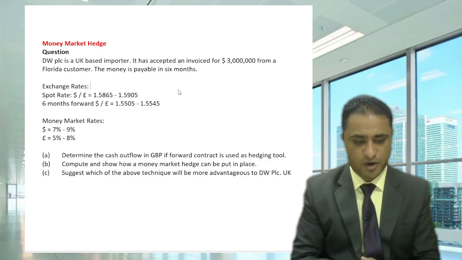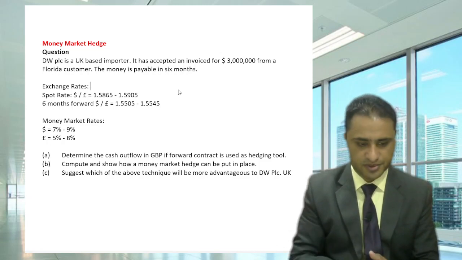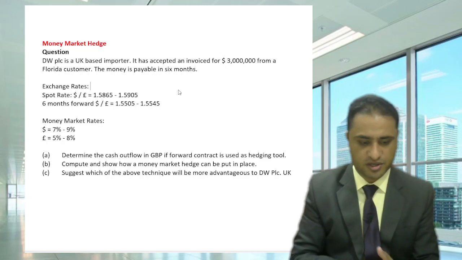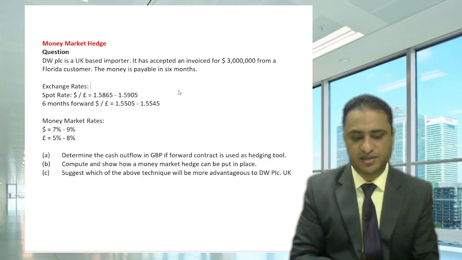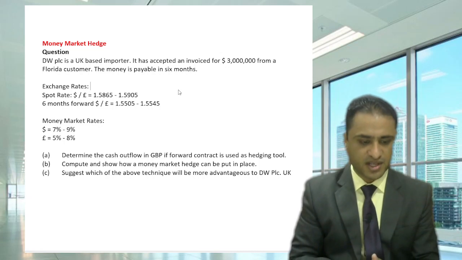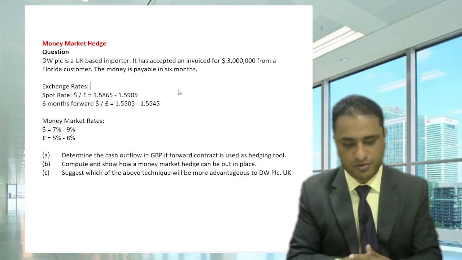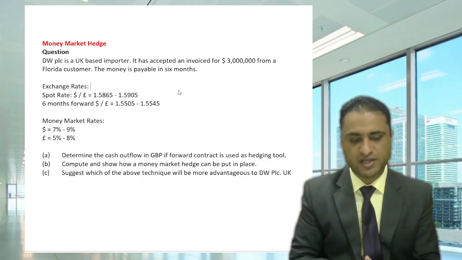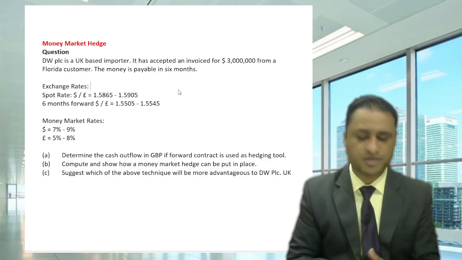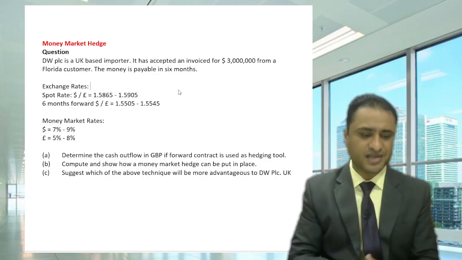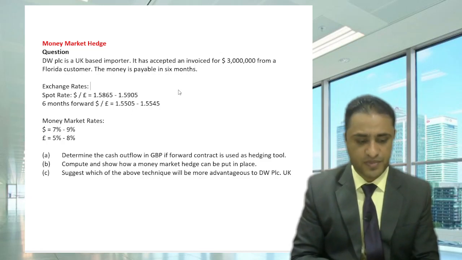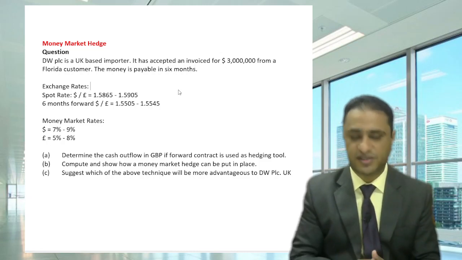Exchange rates are: spot rate in dollar per pound, the rate of 1 pound as compared to the dollar, is 1.5865, 1.5905. We also have the 6 month forward rate in terms of dollar per pound, which is 1.5505, 1.5545. Both the bid and ask are given. In addition to that, we also have the money market interest rate. For the dollar, the interest rate for depositing the dollar is 7% and for borrowing the dollars is 9%.